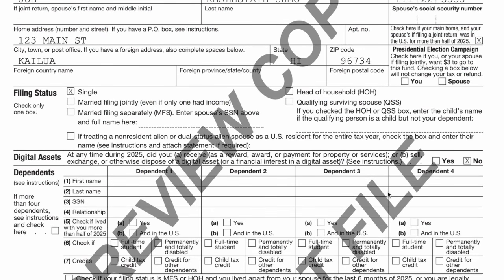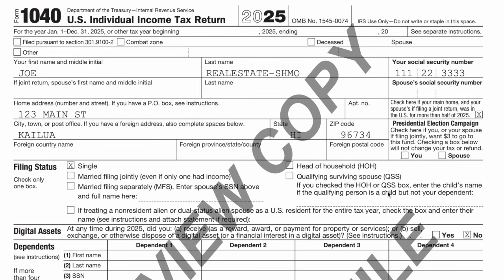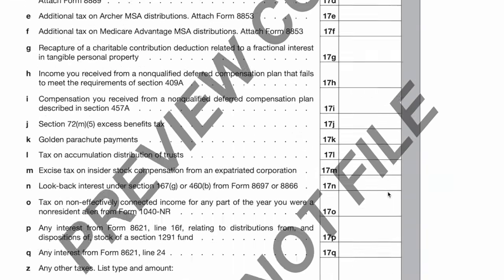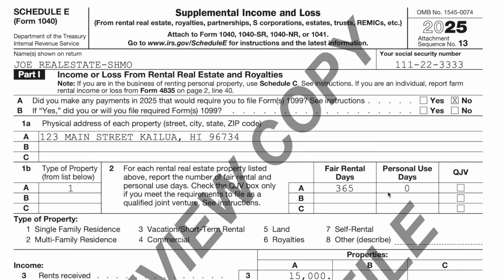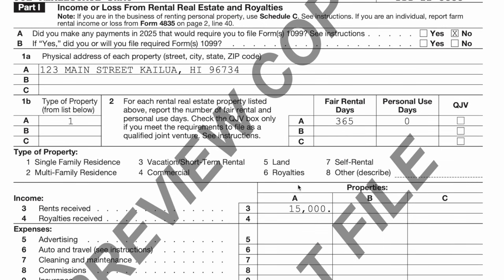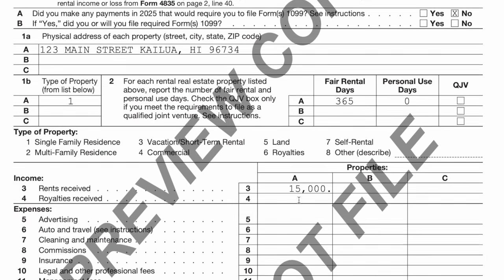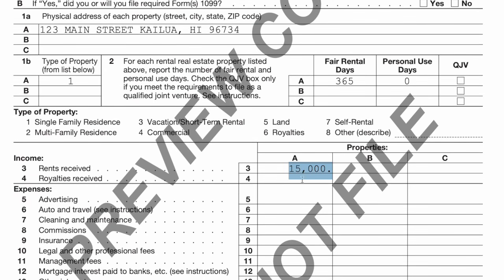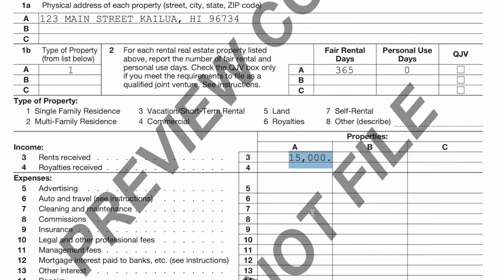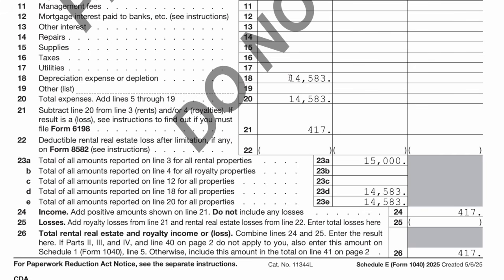So this is our income tax return, and we're going to take a look at Schedule E for reporting our rental property net income for the first 3 months of the year. So remember, we didn't sell the property until April 1st, and we had $15,000 of rental income and the depreciation of $14,583. So the net amount for taxes was $417.